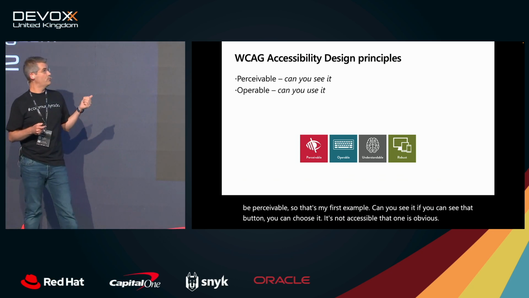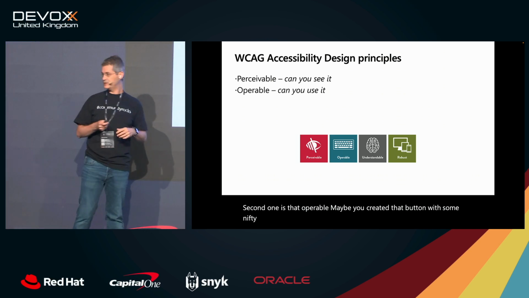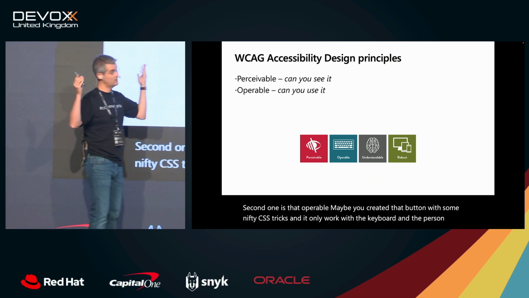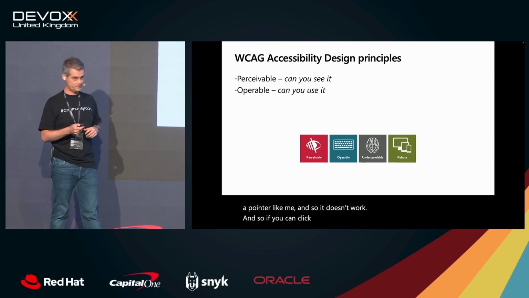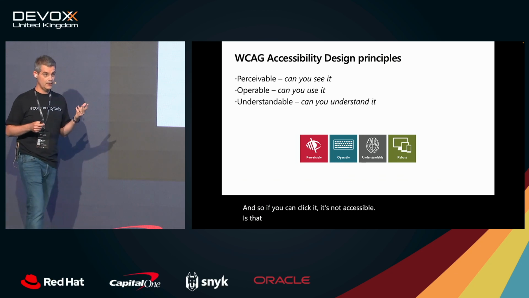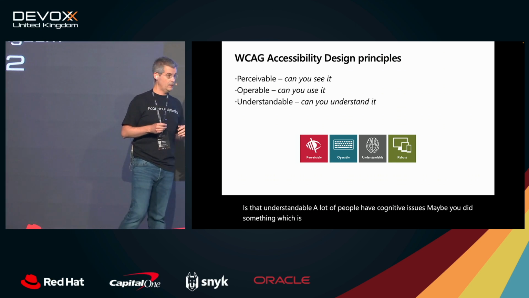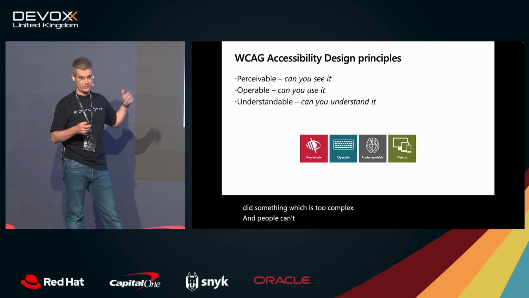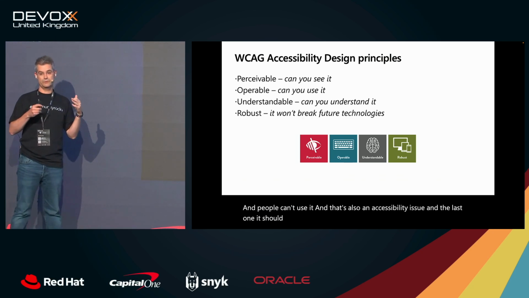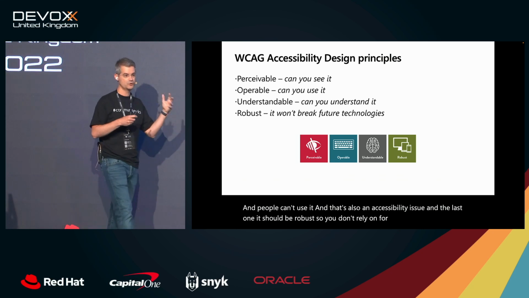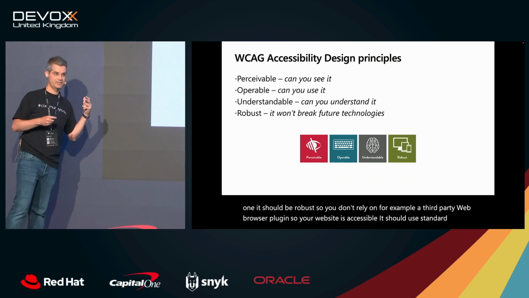Second one is that it should be operable. Maybe you created that button with some nifty CSS tricks, and it only works with a keyboard, and the person is using a pointer like me, and so it doesn't work. And so if you can't click it, it's not accessible. Is that understandable? A lot of people have cognitive issues. Maybe you did something which is too complex, and people can't use it, and that's also an accessibility issue. And the last one, it should be robust, so you don't rely on, for example, a third-party web browser plugin, so your website is accessible. It should use standard web-based technologies like the W3C is doing.